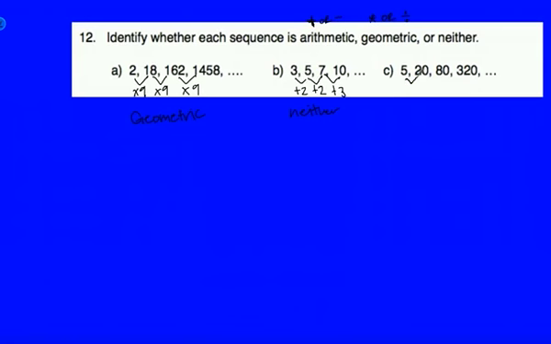To get from 5 to 20, you would either add 15 or multiply by 4. So let's look from 20 to 80. To get from 20 to 80, you would either add 60 or multiply by 4. So that means that our pattern most likely is going to be multiply by 4. To get from 80 to 320, you would multiply by 4. So because we were multiplying by the same number every time, this is going to be a geometric sequence.